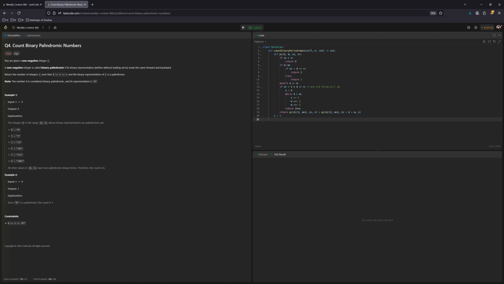So c equals 1. That's our count, right? Now we're going to do each of the different lengths, but there has to be a leading 1. Okay? So for, we're not doing 1 digit. So if n is greater than or equal, if n equals 0, return 1. If n equals 1, return 2. We're not dealing with those.